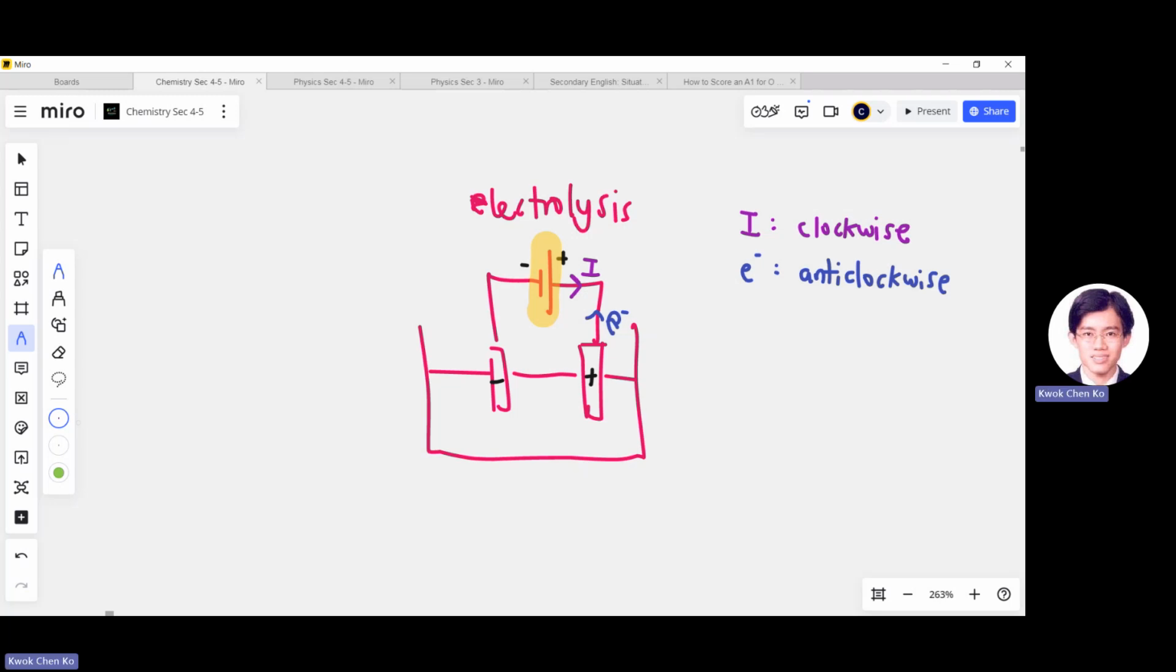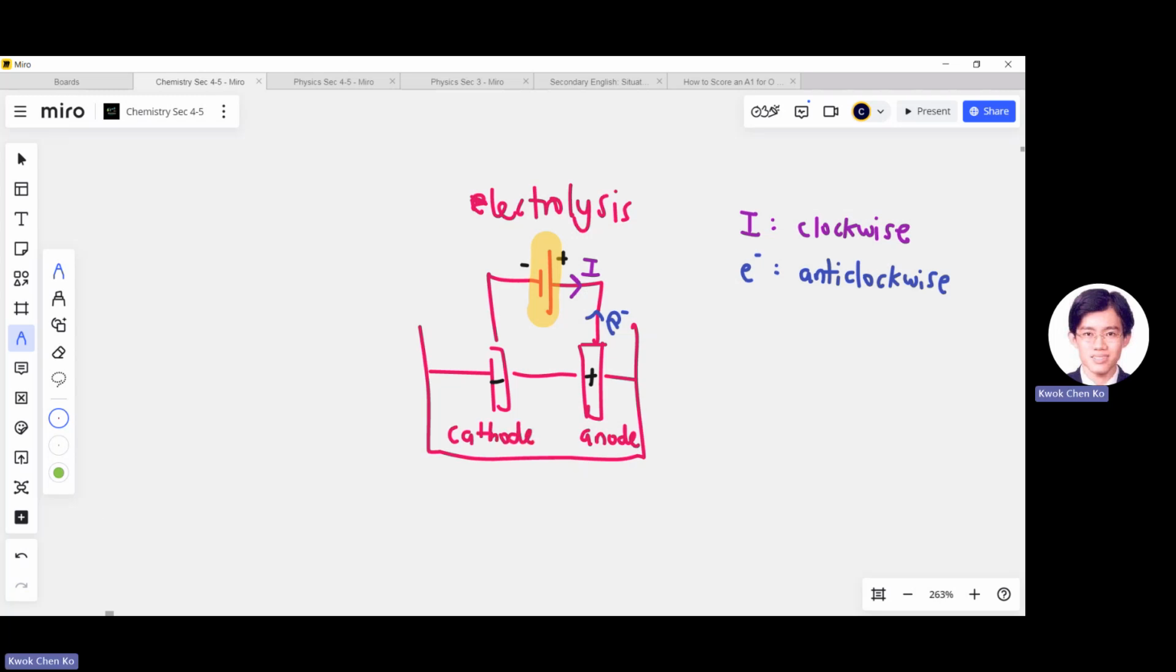Of course, I still haven't answered my earlier question. Which one is anode? Which one is cathode? Left or right? Anode? Right, good. This is the anode. Now, once you identify this correctly, obviously the other one must be cathode.